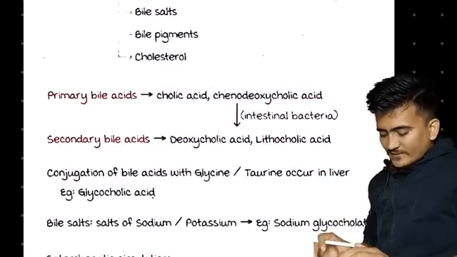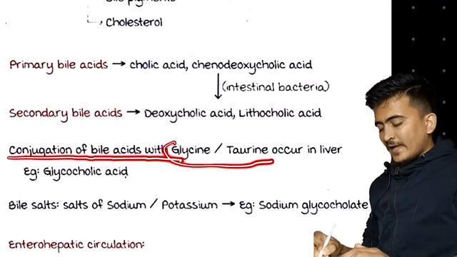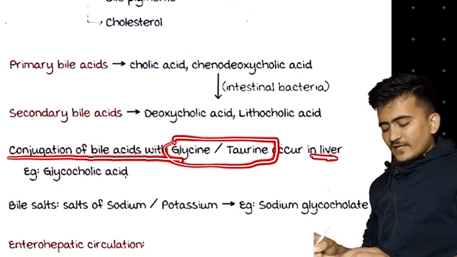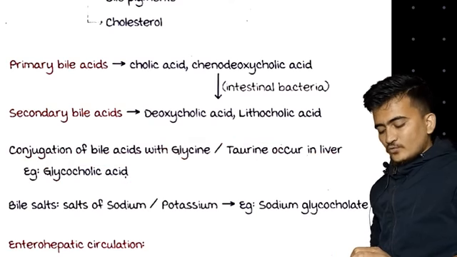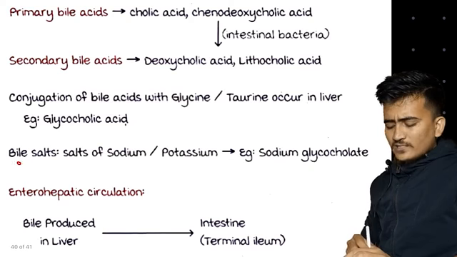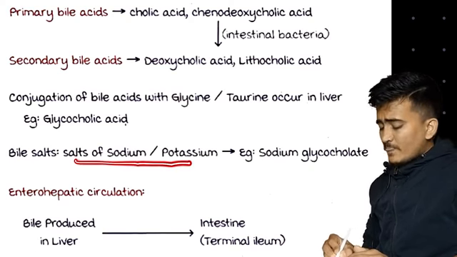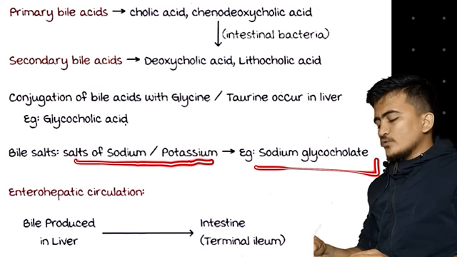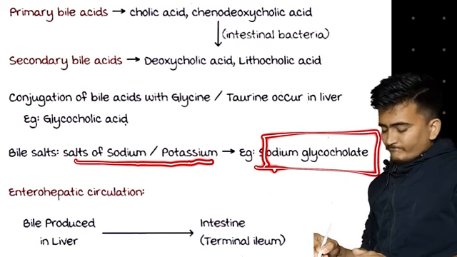Another thing that needs to be mentioned right here is, conjugation of bile acid with glycine and taurine occurs in the liver, and that is how the product glycocholic acid is formed. Similarly, the bile salts, right? What are these bile salts? These are the salts of potassium and sodium. Example, sodium glycocholate.